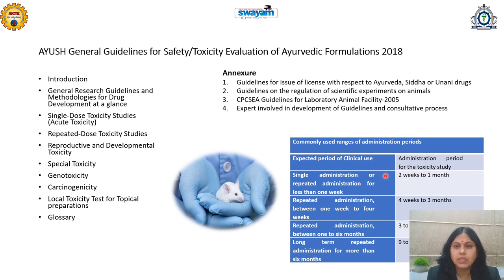the toxicity studies based on the expected period of chemical use, either single use, or repeated use for 1 week to 4 weeks, or repeated use for 6 months, or long term repeated administration for more than 6 months. According to that, the toxicity study duration is also expected, to get the exact pattern of the toxicity. So these guidelines are also helpful. They cover the major aspects so that we should get safe medicine from our traditional knowledge.